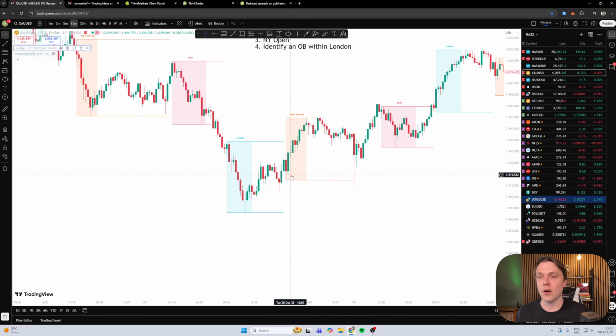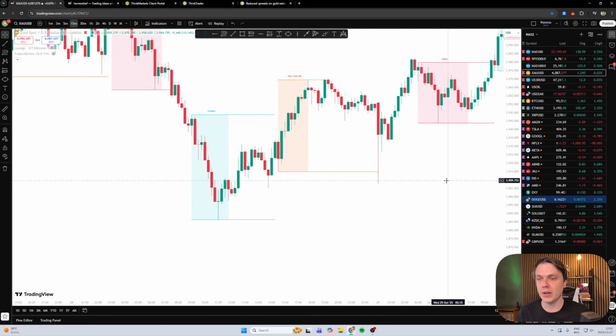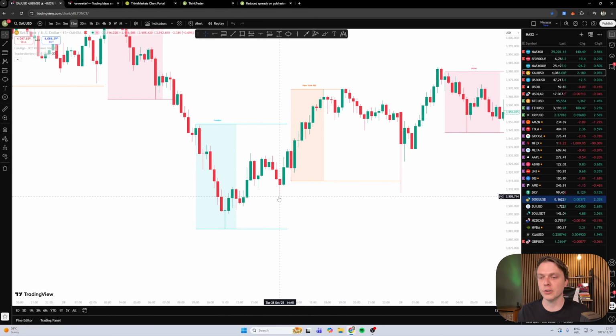Okay, so what we will be looking at is we're going to look for an order block right in the London session, and we're going to look for the most recent order block within that London zone. Okay, so we have this London zone. We're going to look for the most recent order block, and if you zoom in, you'll see before New York, we've got this order block that was retested over here. So if you took that trade, that's great.